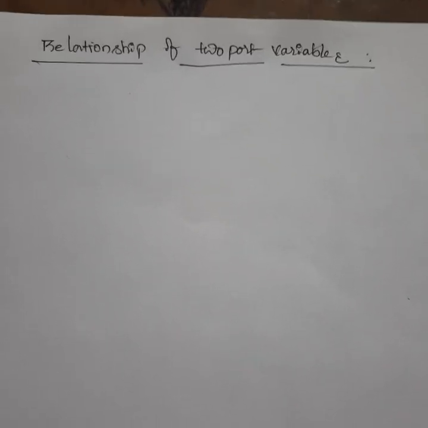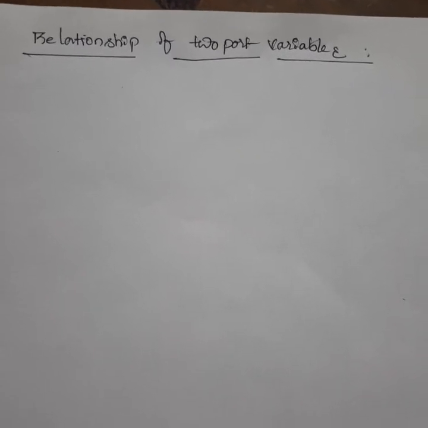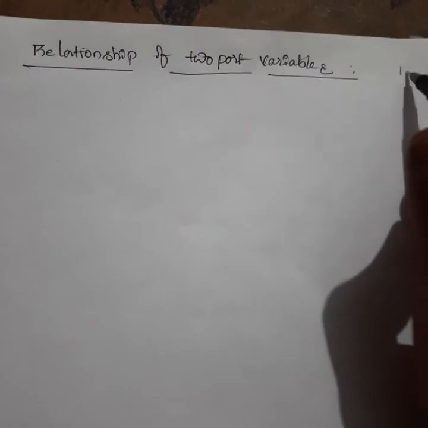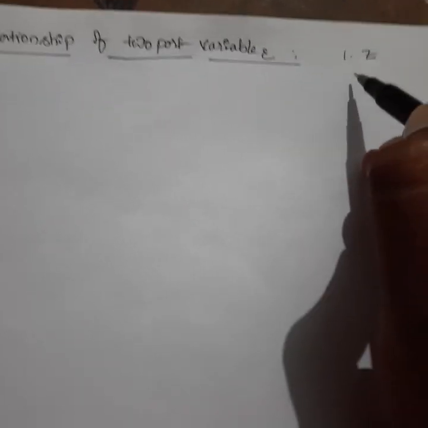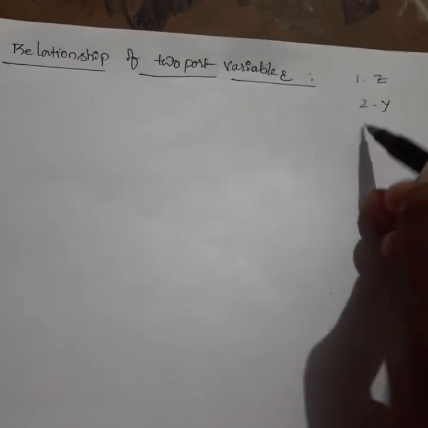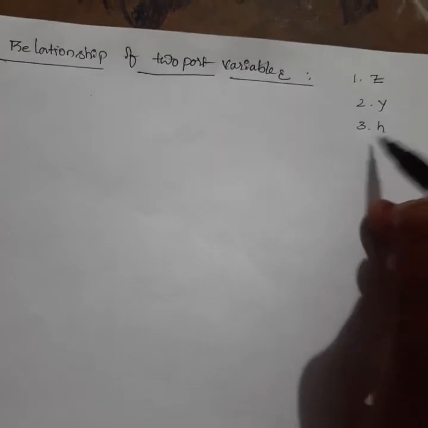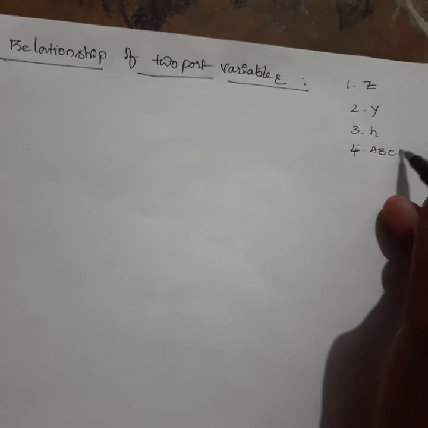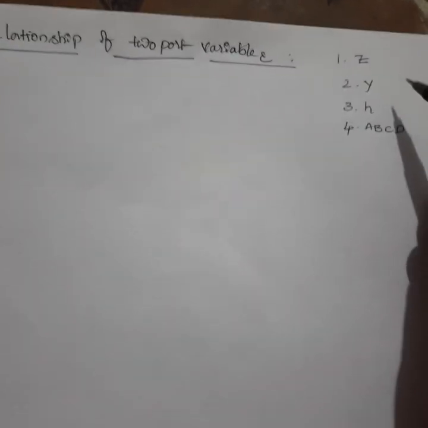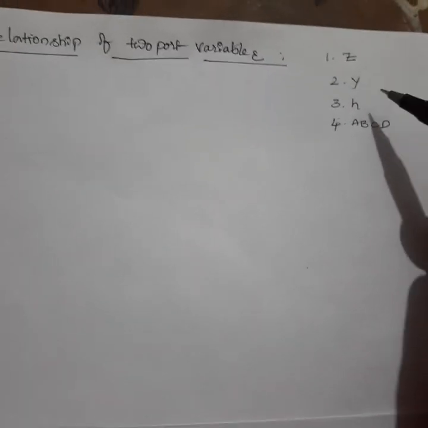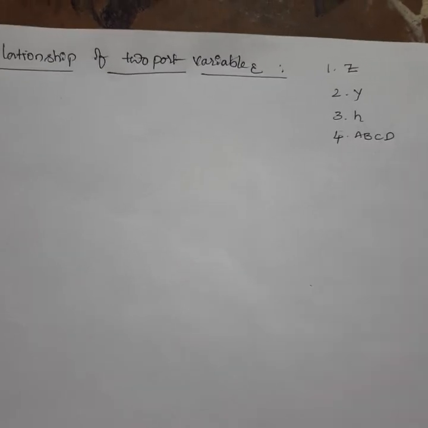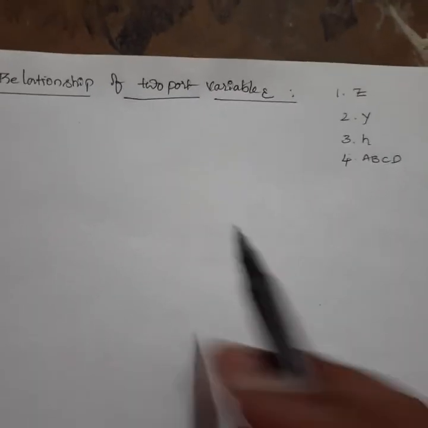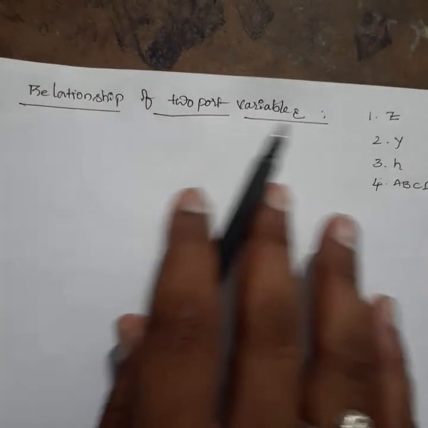This is Venkatesh. Today we are going to discuss the relationship of two-port variables. Basically we have four types of variables: Z parameters, Y parameters, H parameters, and the fourth one is ABCD parameters. So we know these parameters, the basic equations and the functions. Here I am explaining the relationship of two-port variables.